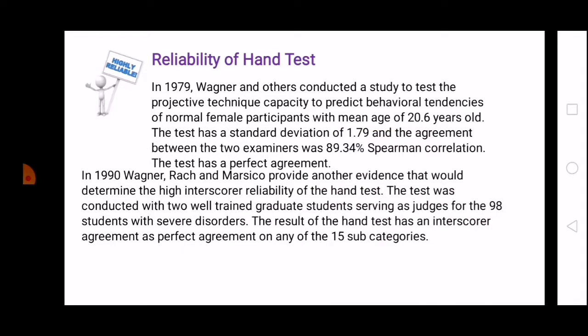We also have one in 1990. Again, it was Wagner and friends who provided another evidence that determined the high interscorer reliability of the test. In this research, the reliability also scored perfect agreement on any of the 15 subcategories.